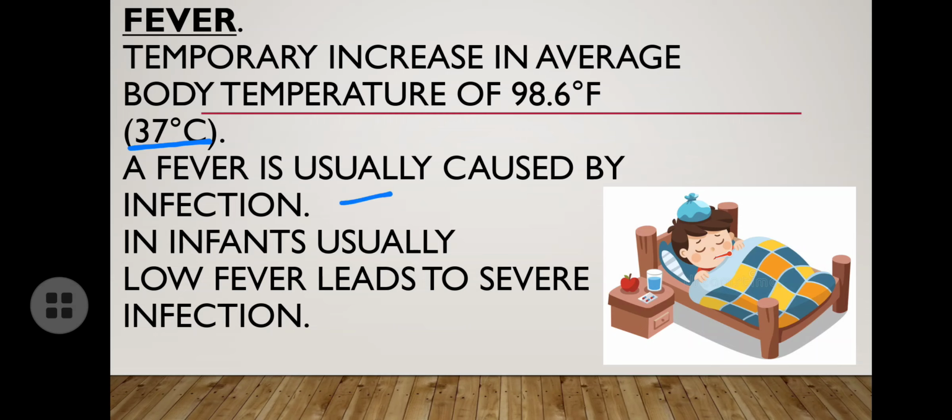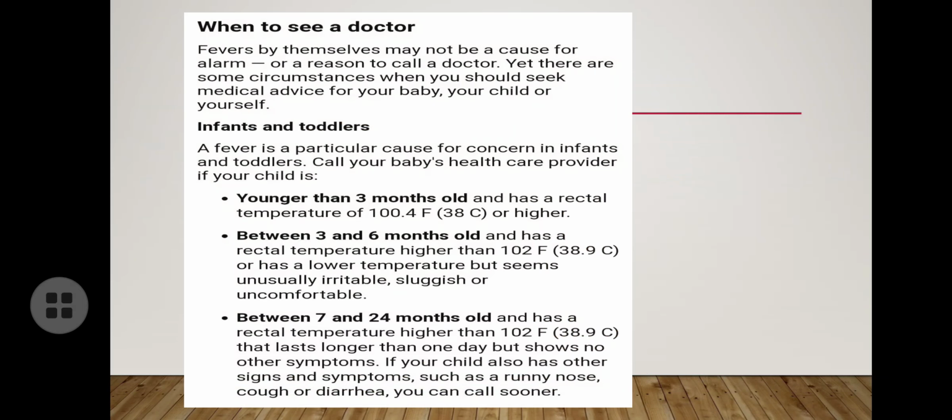In infants and children, even a lower fever can indicate a severe infection. A lower fever, 99 or 100 degrees Fahrenheit, is normal in adults, but 100 degrees Fahrenheit or 37.5 degrees Celsius in an infant is when you have to meet the doctor, because in infants even a slight rise in temperature leads to complications. When to see a doctor is also very important.